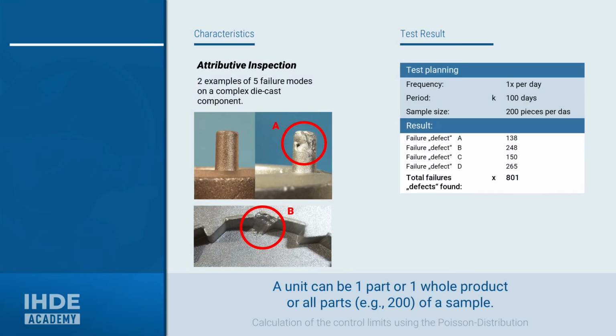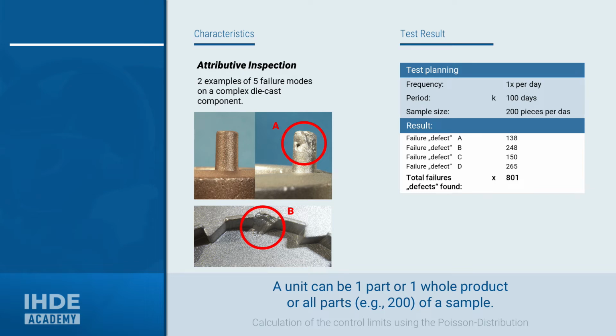A unit can be one part or a whole end product, or all parts, for example, 200 of a sample. As an example of a unit, we shall use the sample of a die-cast part. Let's assume that this is sufficiently complex to be able to show numerous different defects. 2 defects are shown here as examples. Defect A shows a blowhole on the surface. Defect B shows an incomplete injected tooth. Other defects could be, for example, burrs or other inclusions.